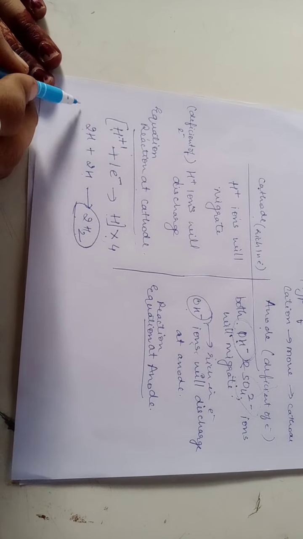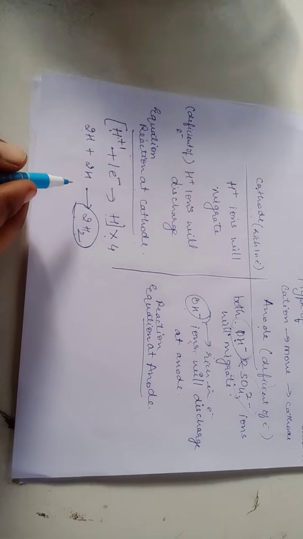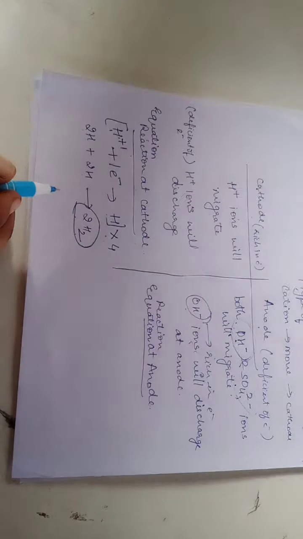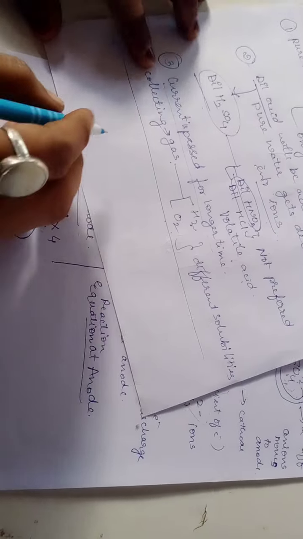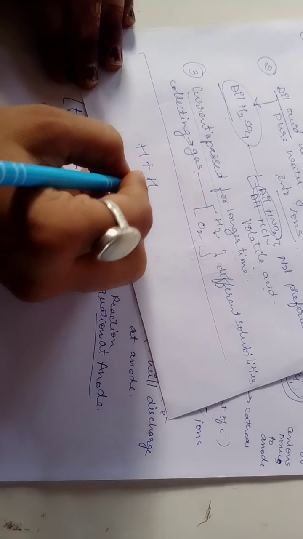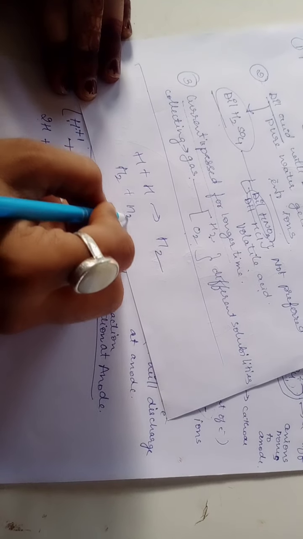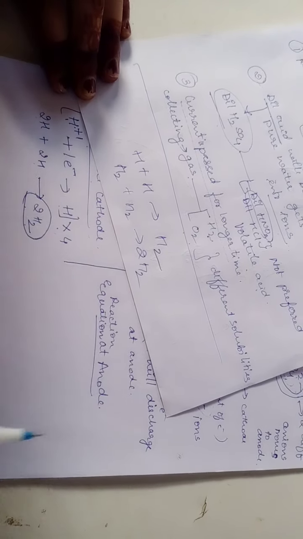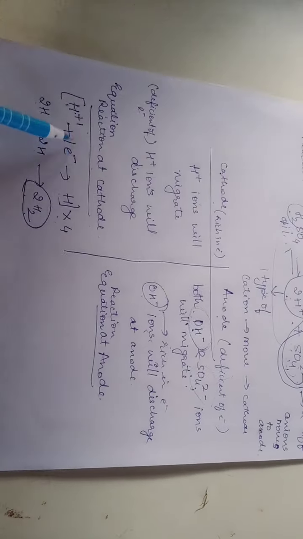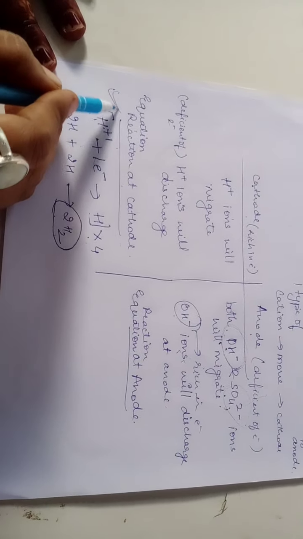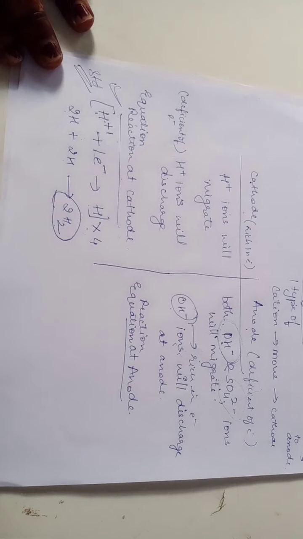Okay. In some textbook it may be possible that it may be mentioned as, say for example, H plus and H plus will give you H2. Then 2H2 molecules will combine to form 2H2. Maybe this way will be given. But we will follow this. This is standard equation. We will follow this.